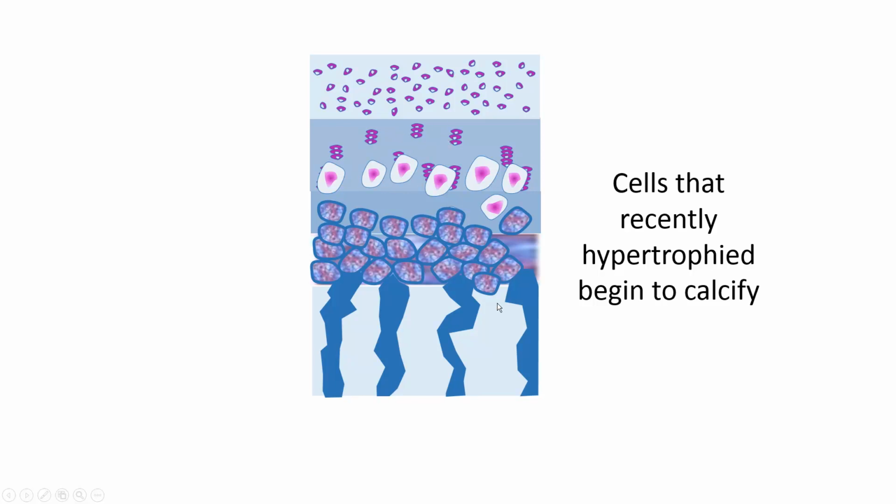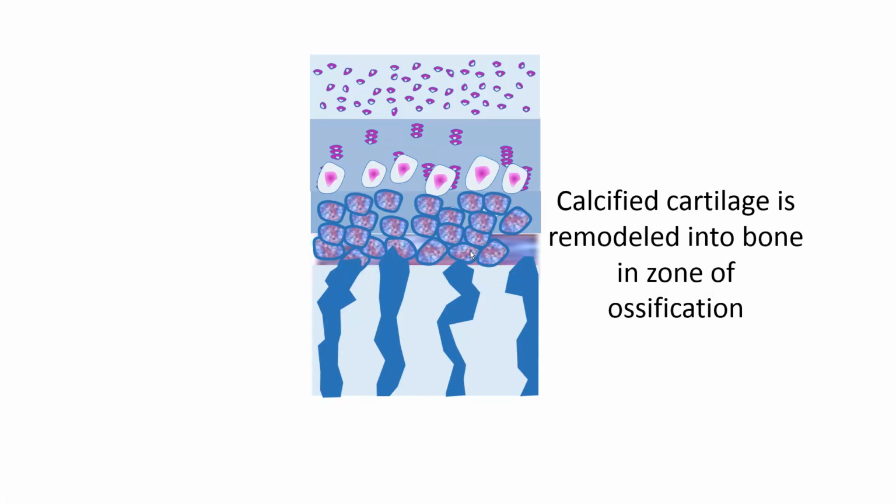Notice that the zone of proliferation is still pushing up. So these cells that were in the zone of proliferation have now differentiated, and this has become the zone of hypertrophy. So the bottom part of the zone of proliferation is now not part of the zone of proliferation, it's part of the zone of hypertrophy. Likewise, the zone of hypertrophy has become the zone of calcification. And then finally, down here, the zone of calcification is going to be remodeled into new bone. So the calcified cartilage is remodeled into bone, and now what was the zone of calcification is the zone of ossification.